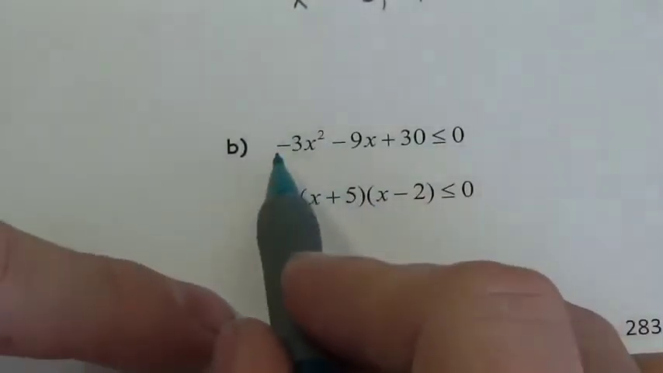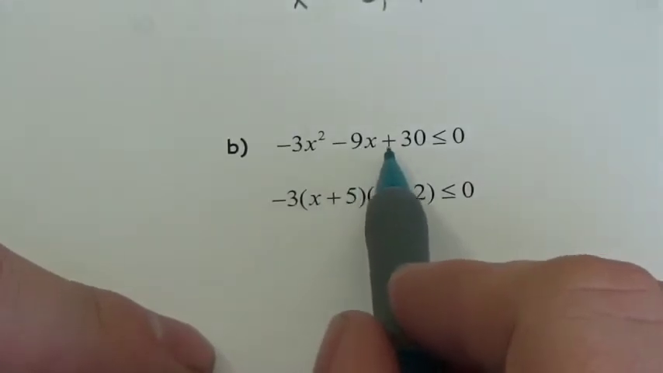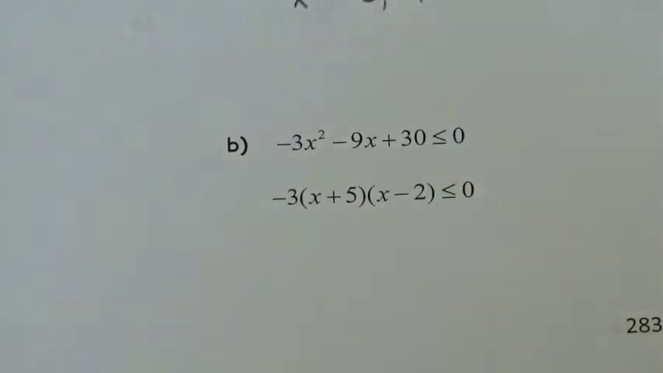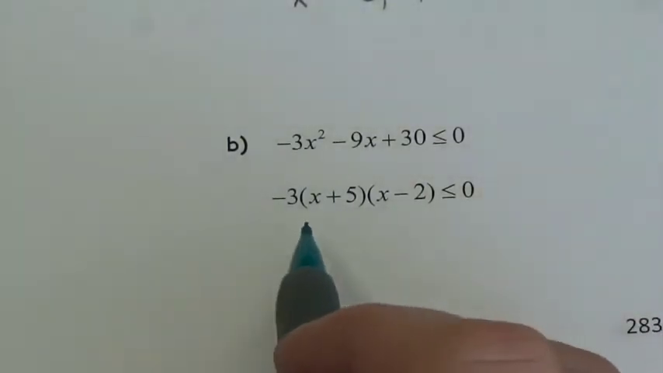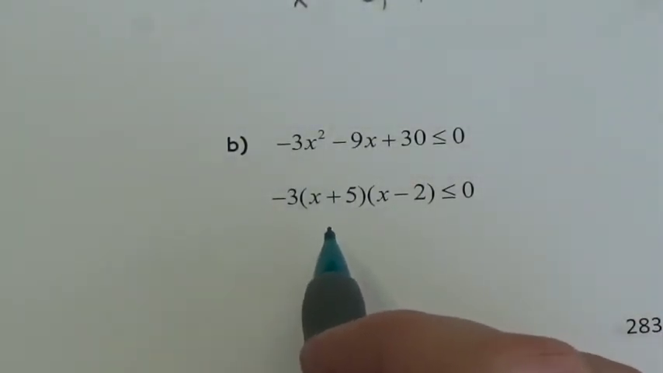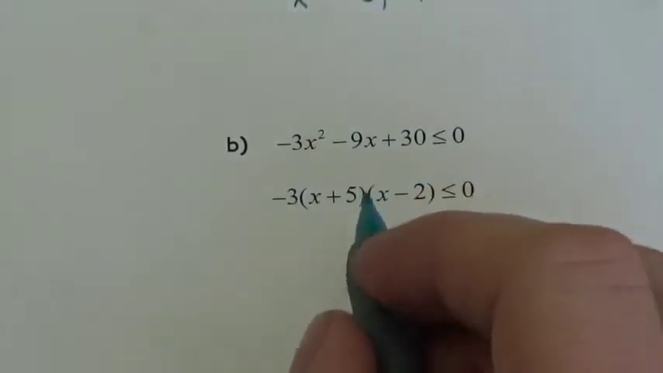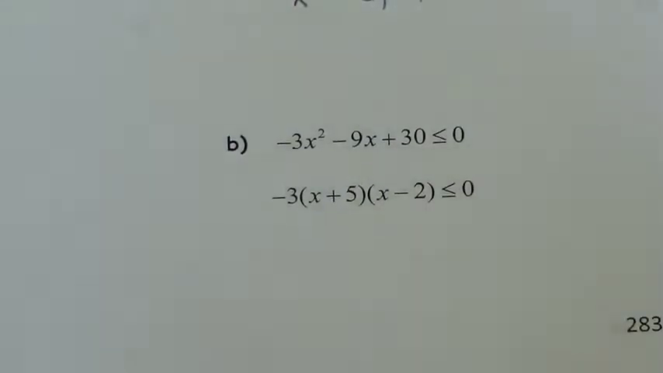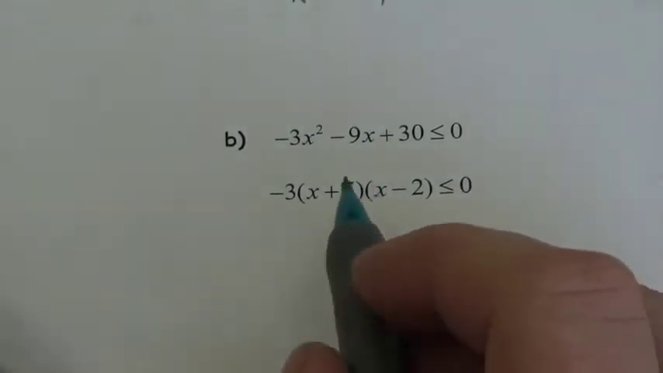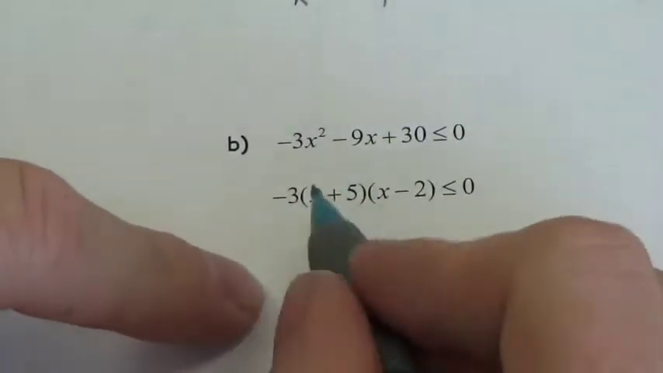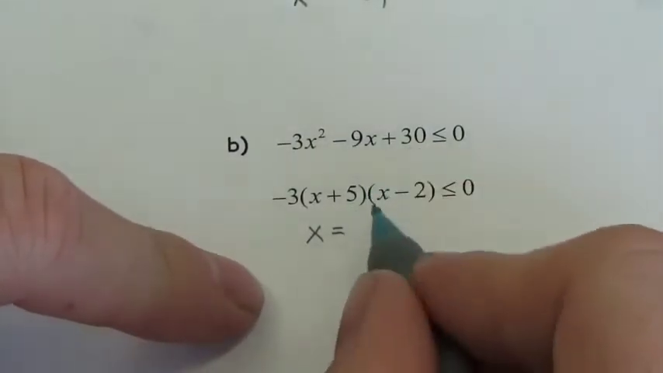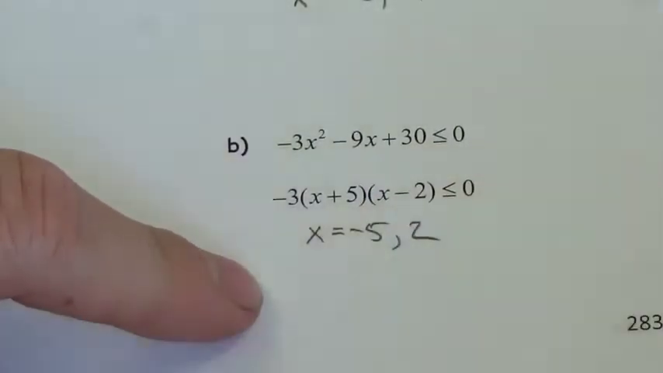So down here we want to look at where negative 3x squared minus 9x plus 30 is less than or equal to 0. Okay, this one is a little tricky here, and I say that because of the negative out front. In this case, I'll show you what I would do here, because this is how really lazy I am. They've done the factoring for us. We already know that our x-intercepts are going to be negative 5 and positive 2.